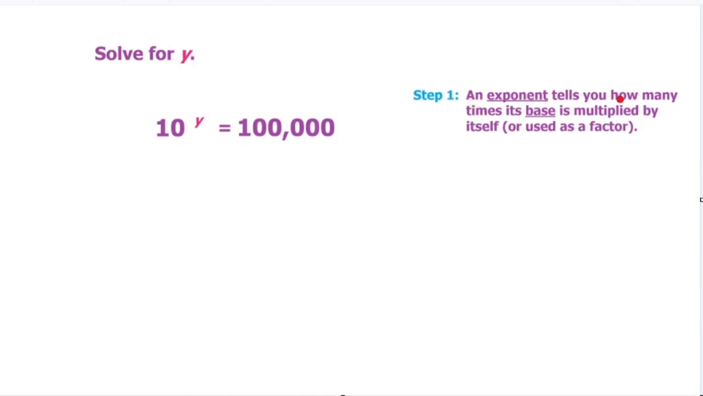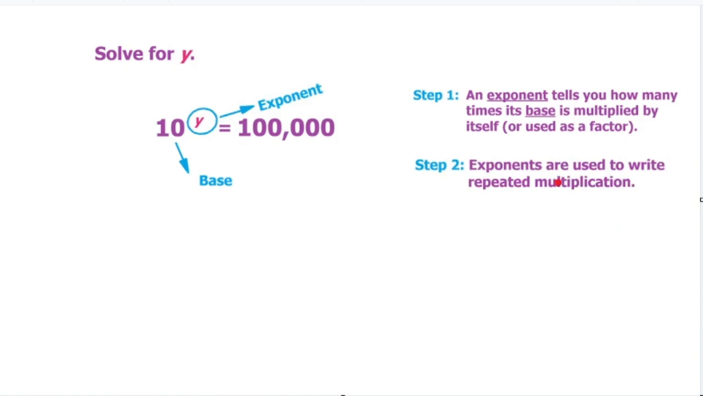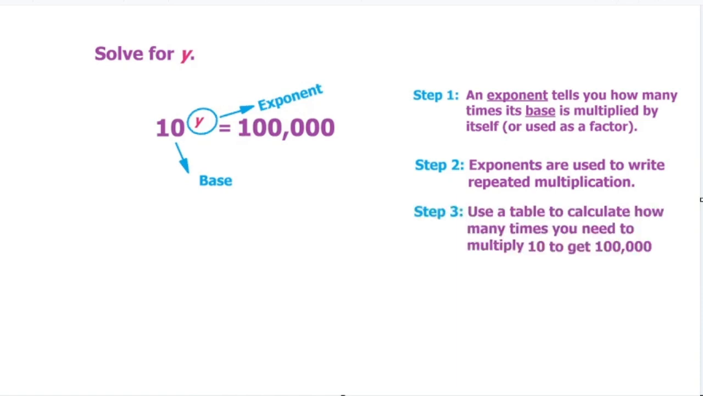An exponent tells you how many times its base is multiplied by itself, or in mathematical terms, how many times it's used as a factor. So here's our base, and here's our exponent. Y is the exponent that we're trying to solve for. So step 2 is to understand that exponents are used to write repeated multiplication. That's all they do. They just tell you how many times to repeat the multiplication.